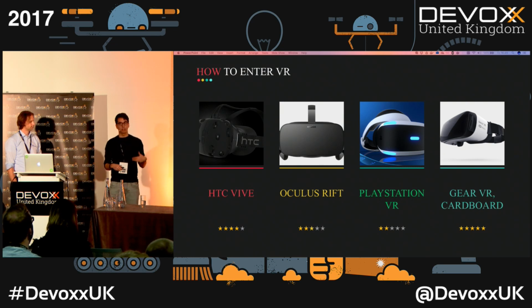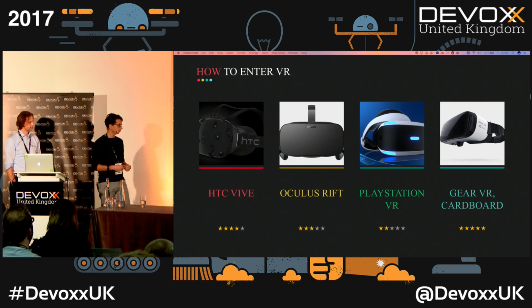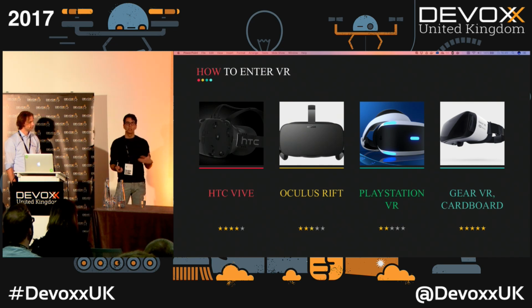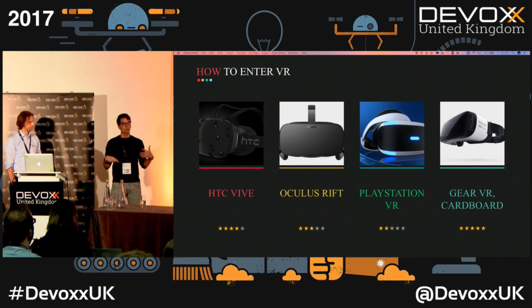The Oculus Rift, the first version, didn't have that. Nowadays, you can also do that with an Oculus Rift. But performance-wise, the HTC Vive is a bit better than the Oculus Rift. When you think about virtual reality, you actually want to aim at 90 frames per second.